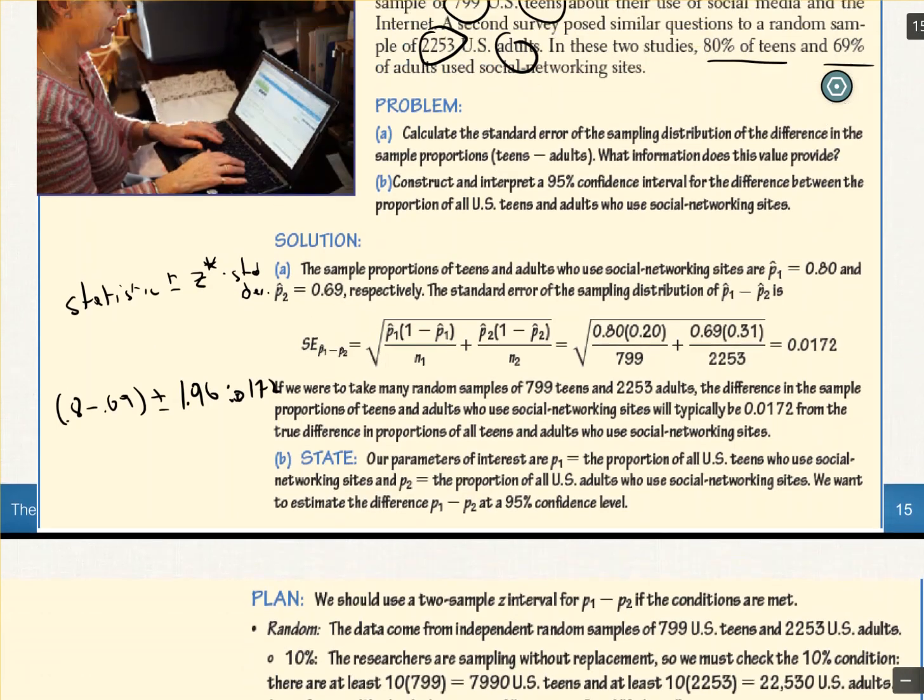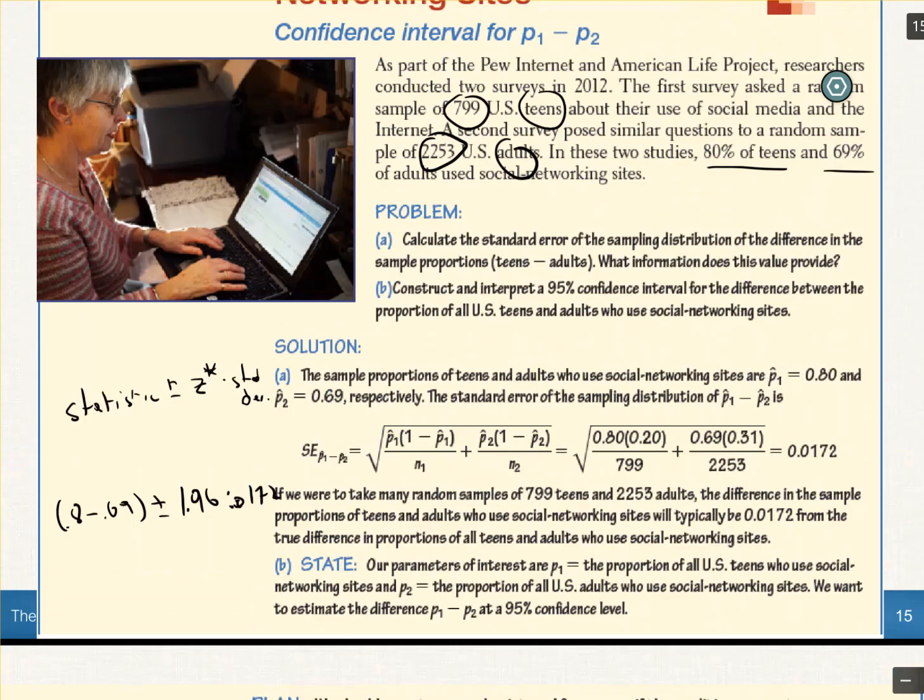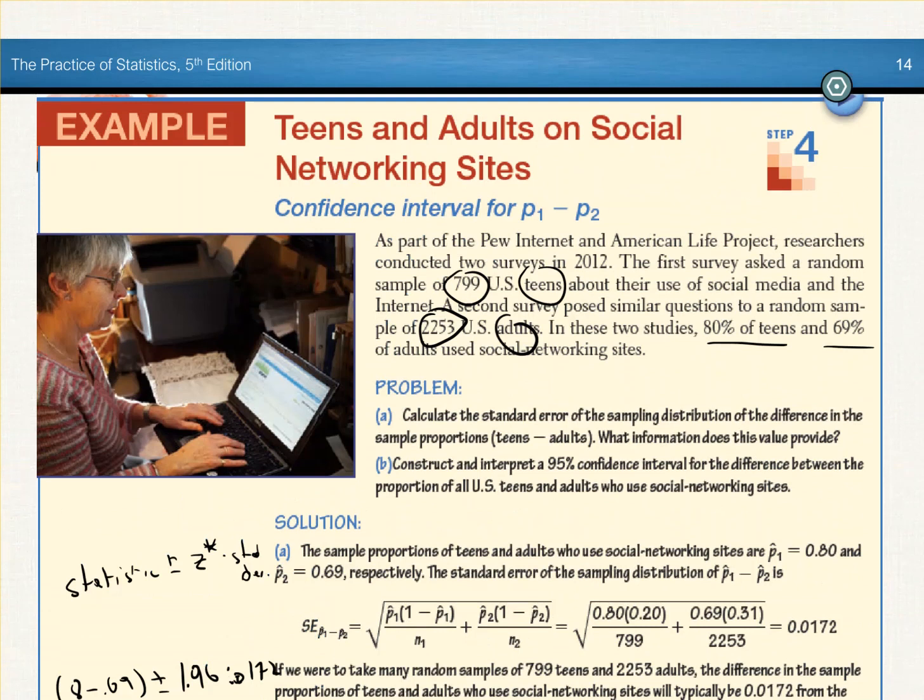So that's the calculation we're going to do. Recall, in order to do all of this, we need to check the 10% rule. Are there more than 8,000 teens in the U.S.? They certainly are. Are there more than 22,000 adults? There certainly are. So the 10% rule is met.